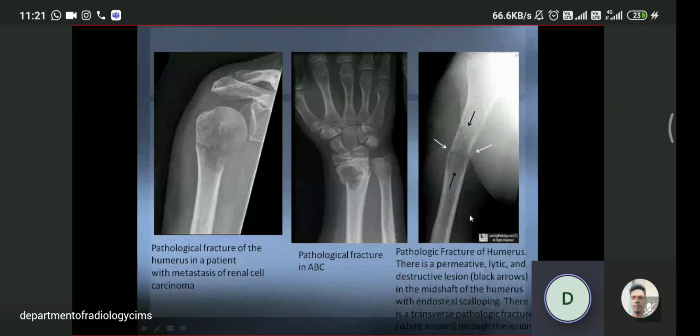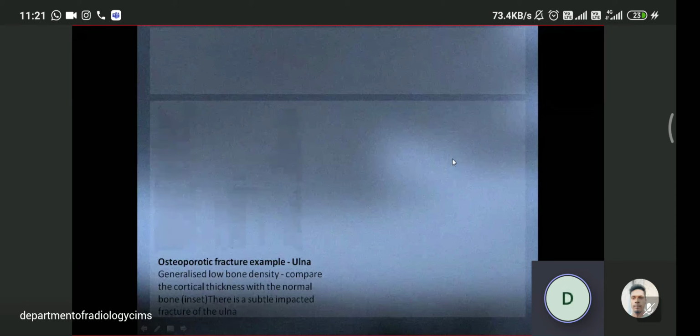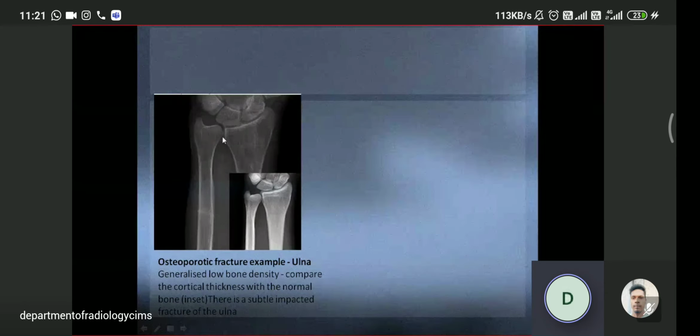leading to pathological fracture. And here another permeative lesion, pathological fracture of the humerus. Likely, I think this is metastatic once again. And this is the osteoporotic fracture. Can you see the very thinned out translucent bone? So it is osteoporotic fracture of the ulna.